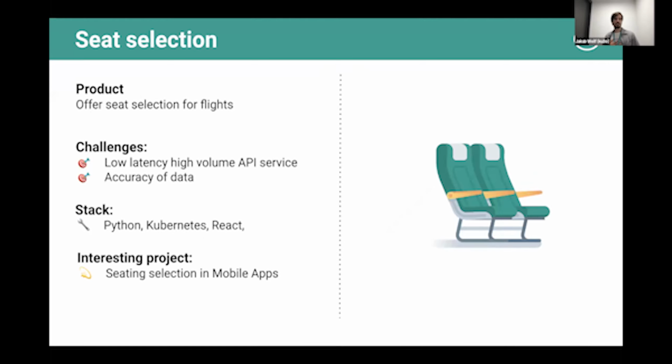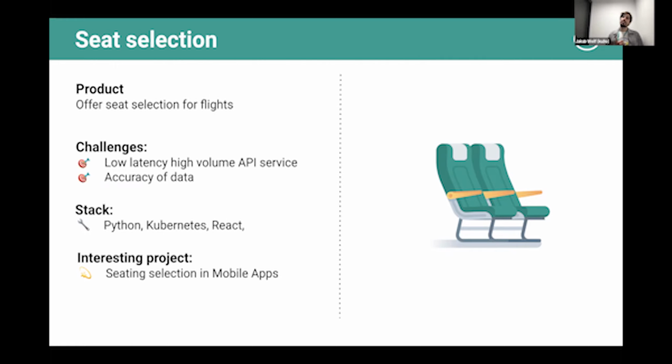Another one I'm going to briefly touch on is seating selection. It offers the seats to the customer for all flights. The challenge here is that, because we offer it on a booking page, it's a low latency, high volume API service where the biggest challenge is to get the accuracy of data. And by accuracy, I mean whether the seat is available or not. We have several sources where we are getting this availability, and we need to provide it to the front ends in a reasonable time to actually make it work.